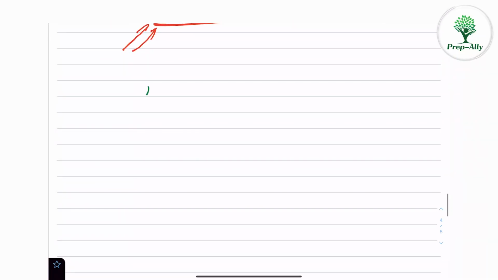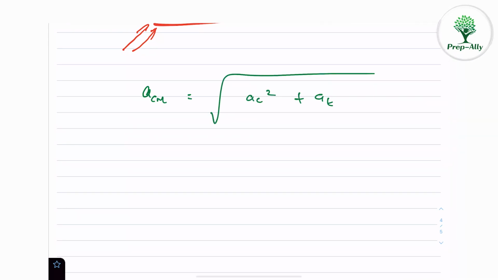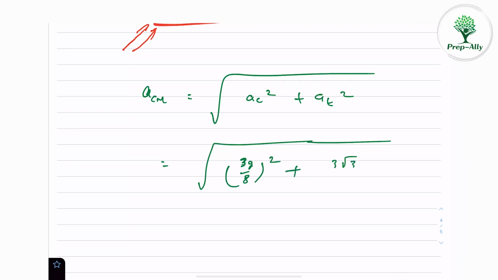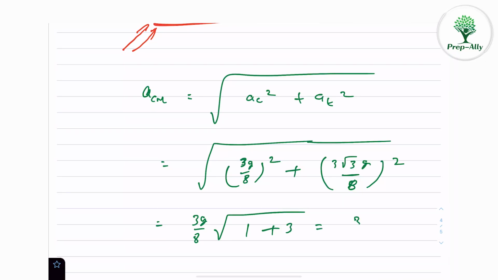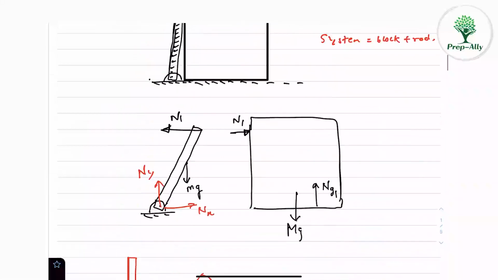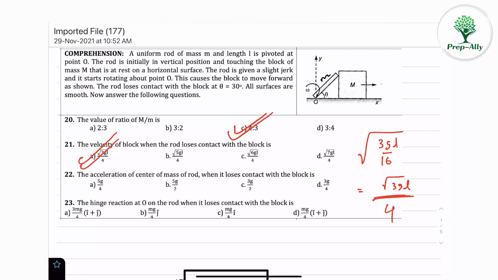So what is the total acceleration of the center of mass of the rod? Root over centripetal acceleration square plus tangential acceleration square. The centripetal acceleration we got is 3g by 8, and the tangential acceleration is 3 root 3 g by 8. So we take 3g by 8 as common, root over 1 plus root 3 square. So basically we get 3g by 4. Oh, that's simple. So the acceleration of the center of mass is simply 3g by 4.